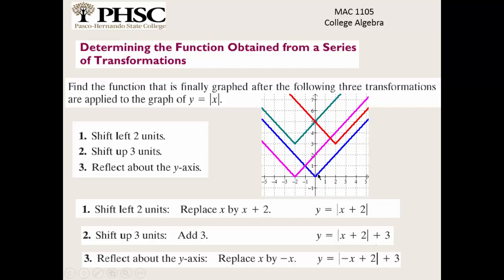So we start off with the original base function, which is the blue. We shift to the left 2 units, which is this pinkish color right here. And then we shift up 3 units, so it becomes this blue one over here, and then we reflect about the y-axis, and the last one is this red line right here.